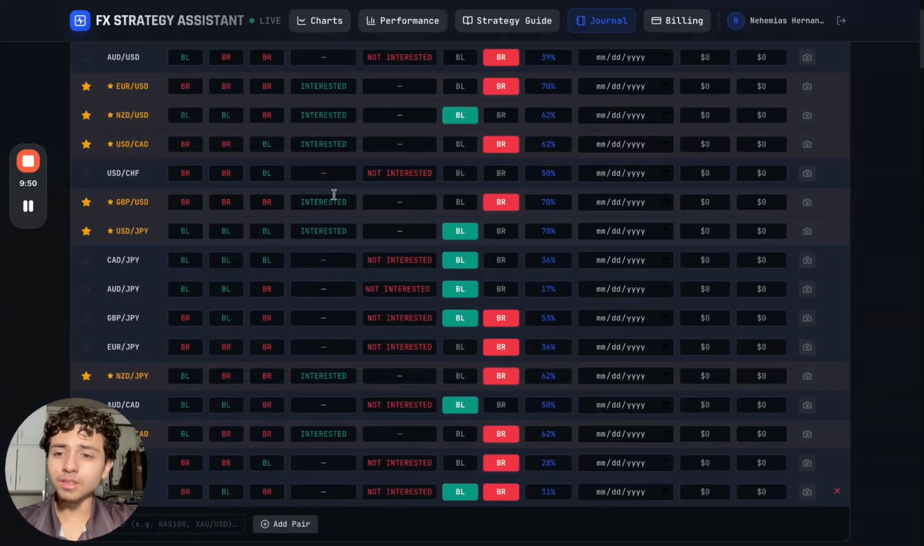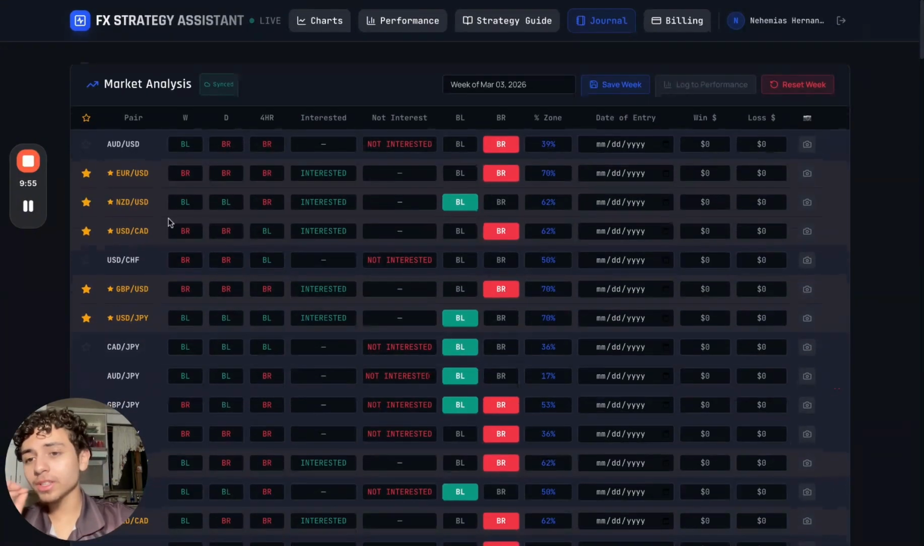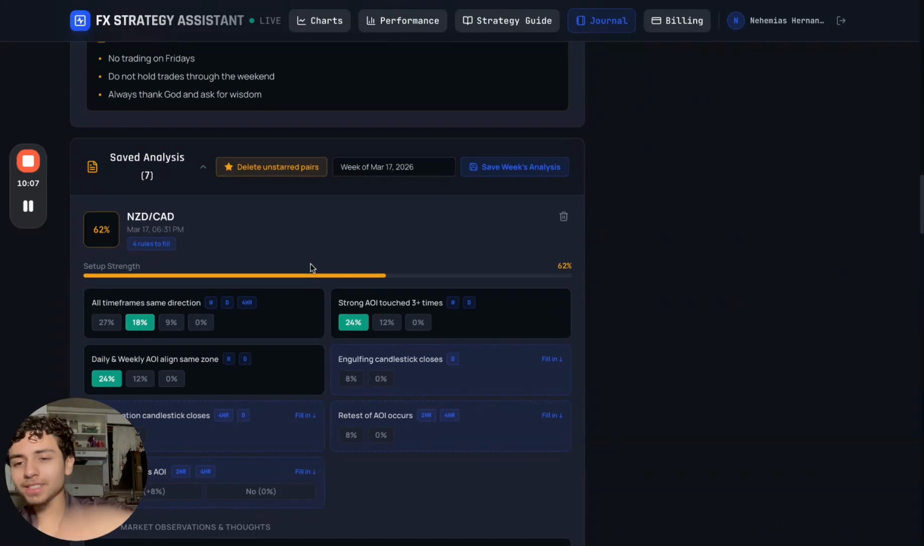I'm interested in the GBP/USD, USD/JPY, NZD/JPY, and NZD/CAD. So the pairs that I'm interested in, I add a star, something like this. And then once I add the stars, I come back to my saved analysis, and I delete the pairs that don't have the star, and it will just automatically delete all the pairs that you're not interested in.